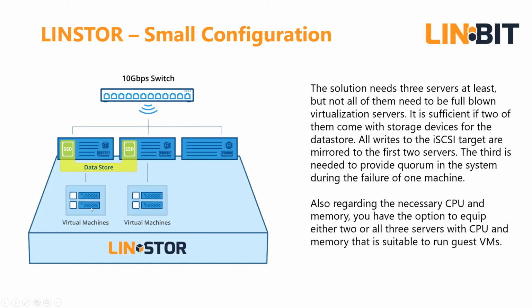So VMs are basically using the data stored in these 2 nodes. And you can move the VMs to the third node, the diskless one, which is there for quorum, but let's say you have enough CPU and memory inside of that third node, you can move the virtual machine to the third node and you can still access the data stored in these 2 nodes.